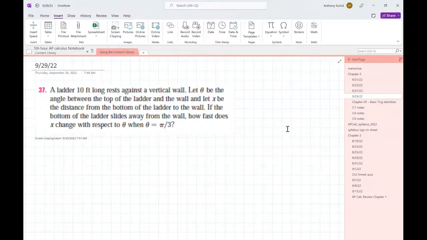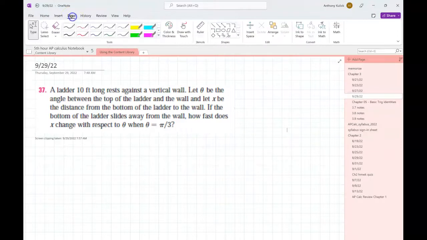So it says a ladder 10 foot long rests against a vertical wall. All right, so this is already starting to read like something I'd want to draw a picture for. So I'll start. There's my ladder resting against a wall.